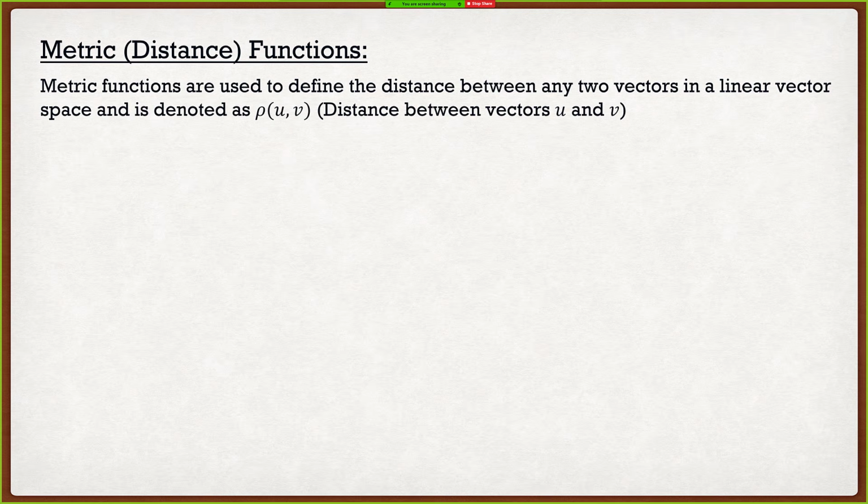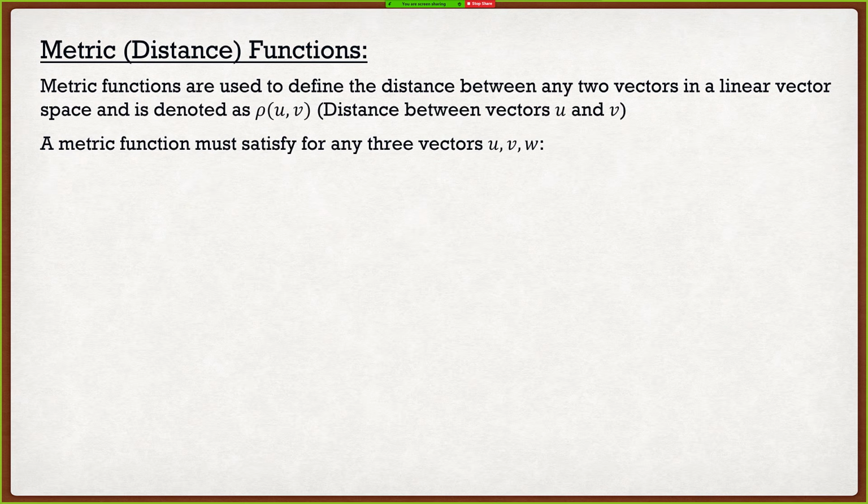So a metric function is used to find the distance between any two vectors in a linear vector space and is denoted as rho of u and v. This basically means the distance between vector u as well as vector v. And just like a norm function, these actually have a lot of different possibilities. So we say, a metric function must satisfy, for any three vectors, the following properties.